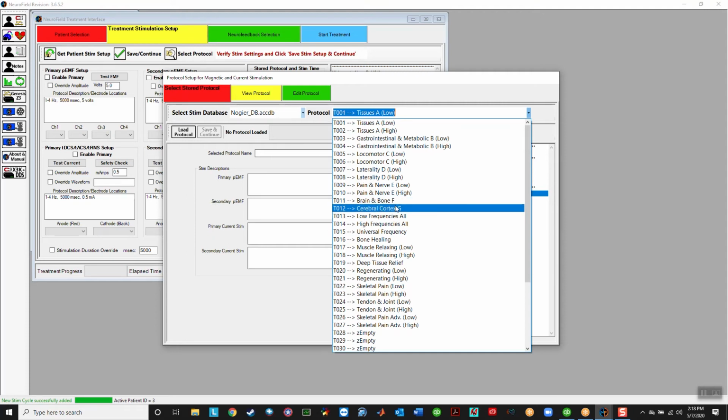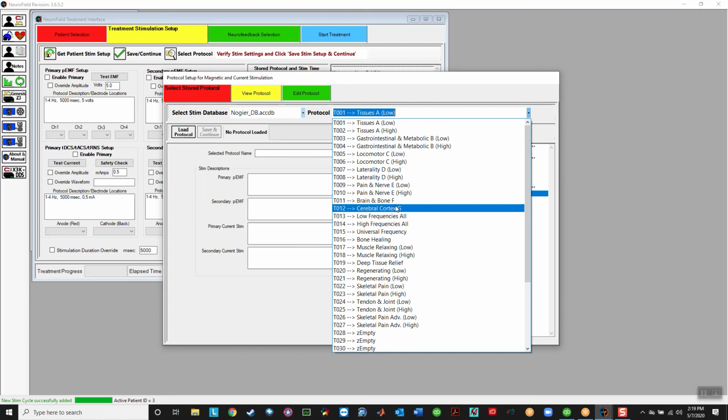Lastly, Cerebral Cortex. This frequency works very well for different kinds of cortical issues. I usually use the NeuroField database for more specific types of cortical issues. However, we do use this frequency in our binaural protocols.